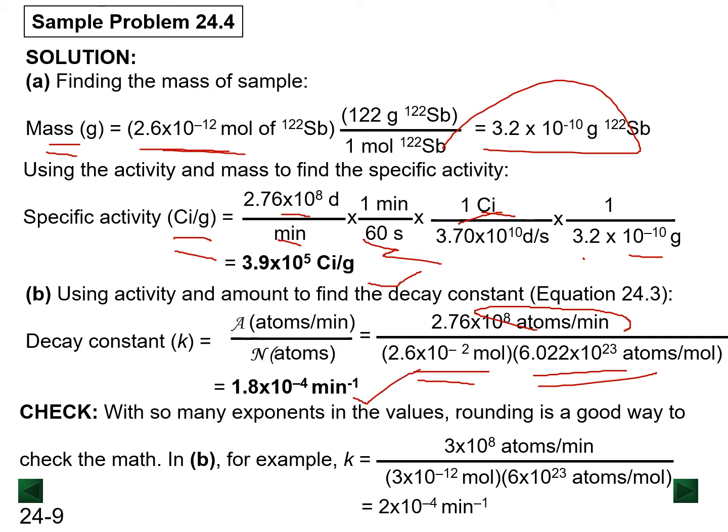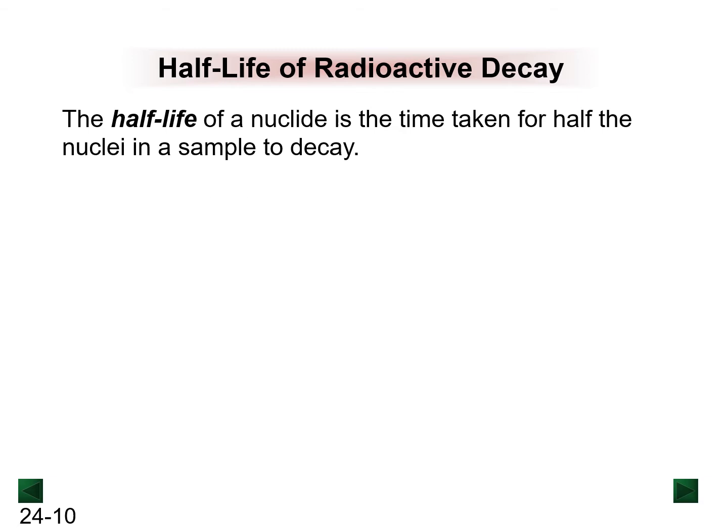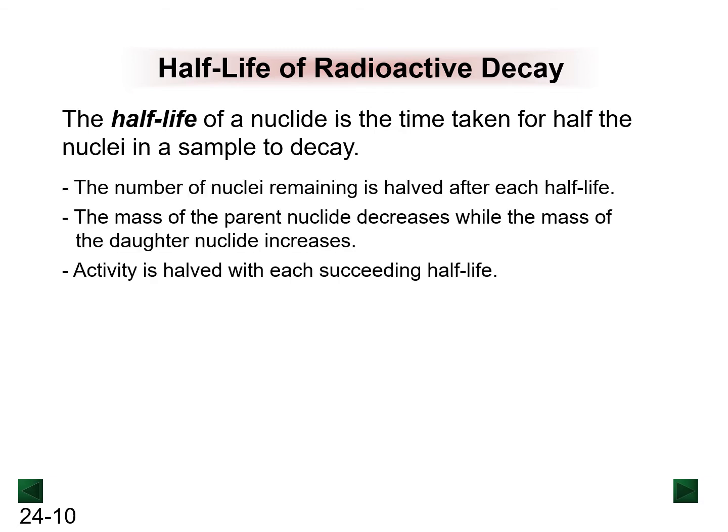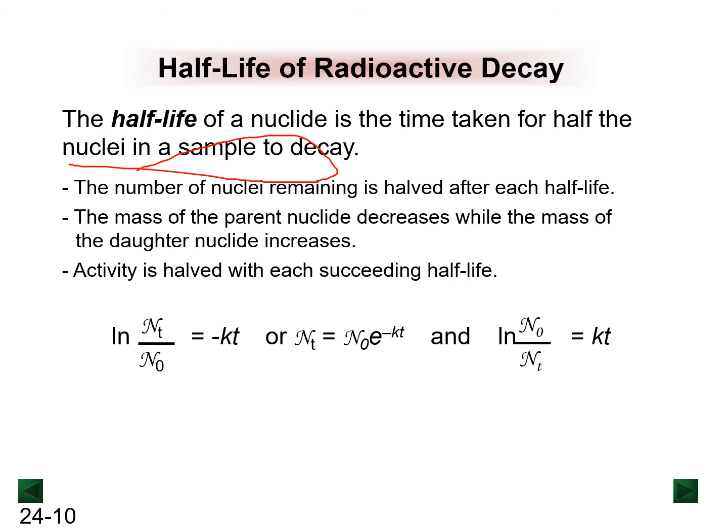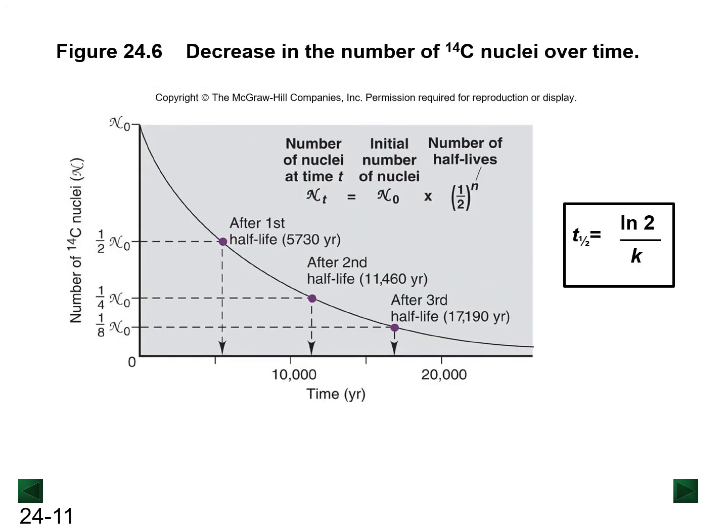Okay, half-life is the time taken for half the nuclei in a sample to decay. And we determine the half-life of a nuclear reaction from its rate constant, where N is the number of nuclei at the given time, and N0 here is the initial number of nuclei. From the previous equation, you will be able to determine the half-life of the sample, and you will get this equation: half-life equals ln 2 over k.